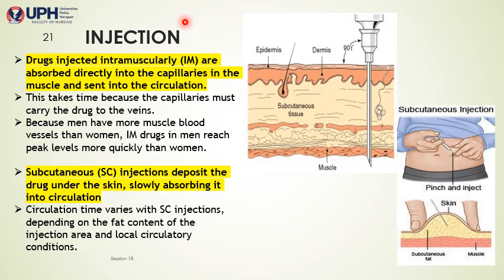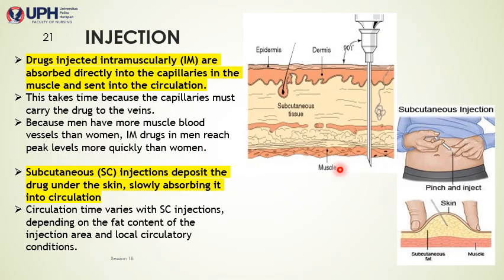Now let's talk about injection. Some drugs will be injected intramuscularly, or IM, like this one. It's like 90 degrees. You insert through the muscles and release the medications here. Then it will be absorbed directly into the capillaries in the muscles and sent into the circulation. This takes time because the capillaries must carry the drugs to the veins. But because men have more blood vessels than women, IM drugs in men reach peak levels more quickly than in women.